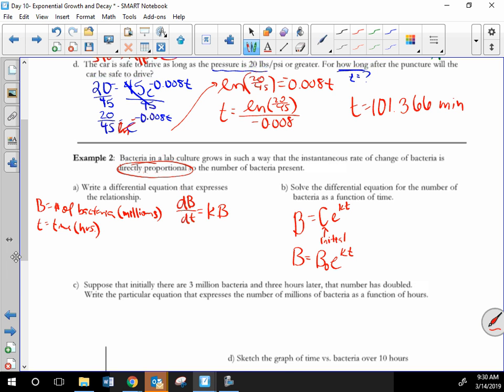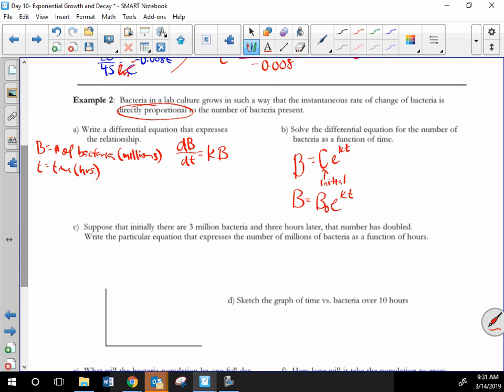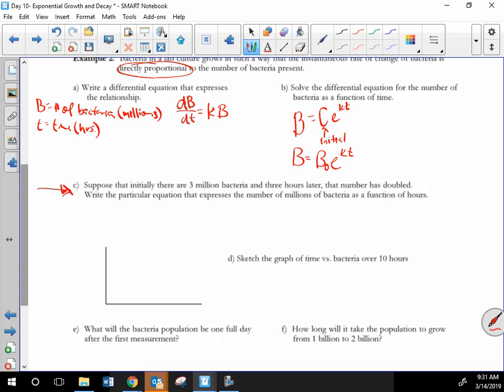Either one. Okay, so now C, they give us information so we can actually solve. So again, most likely on the AP test, they're going to go straight to something like this. Suppose that initially there are 3 million bacteria, and 3 hours later the number has doubled. Write the particular equation that expresses the number of millions of bacteria as a function of hours. Okay, so again, here's our equation. They tell us initially there are 3 million bacteria. So this is my initial. Now I already have that my bacteria is in millions, so this would just be 3, right?